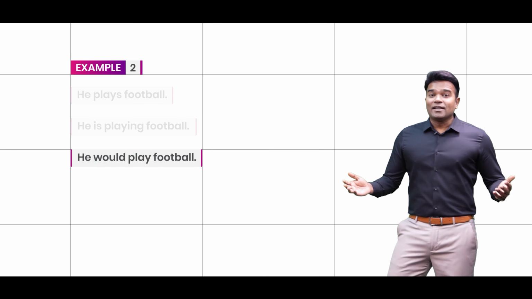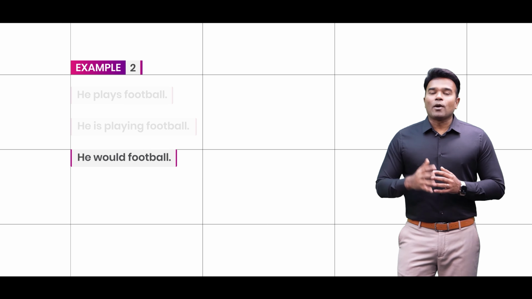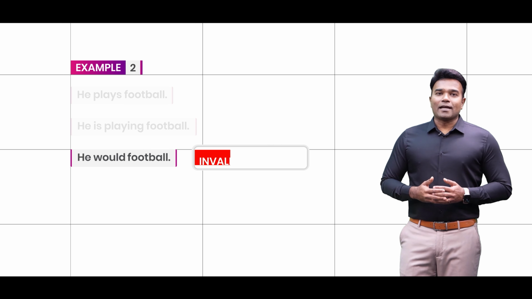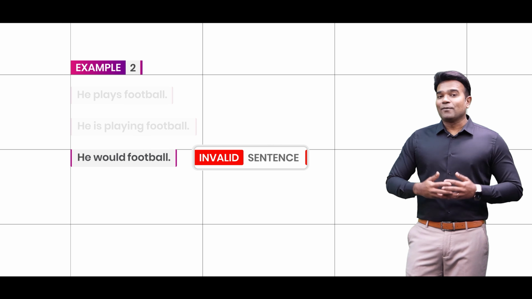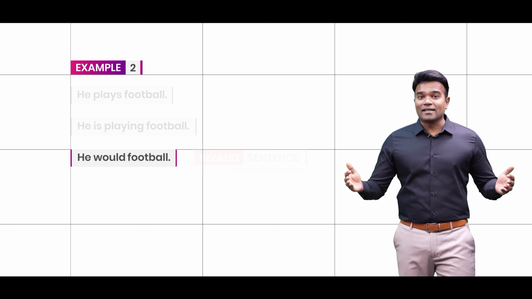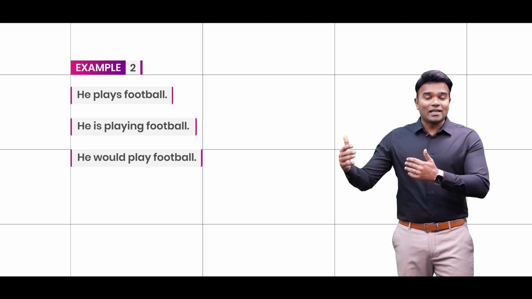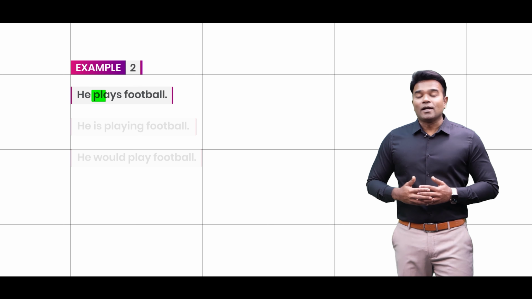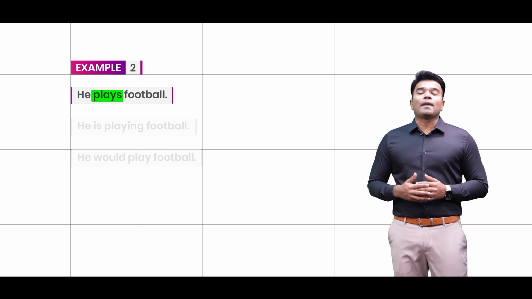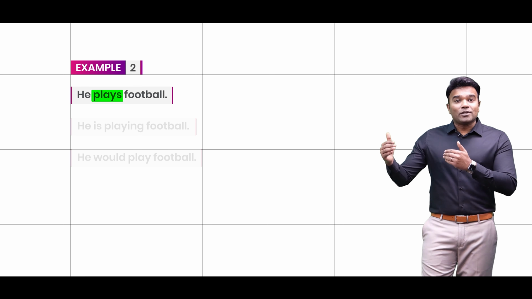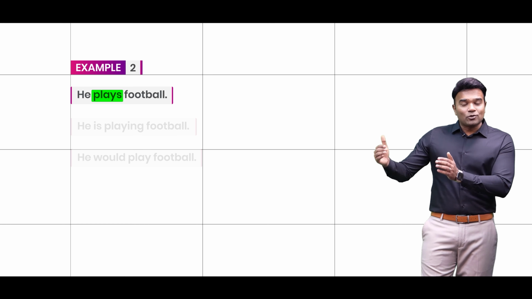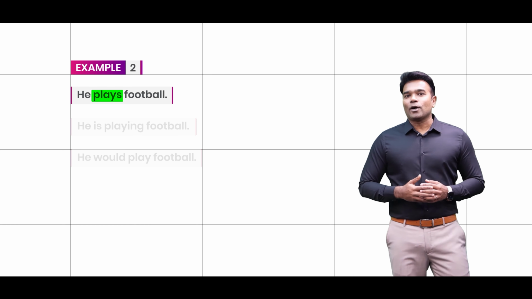But then, just in case I remove the main verb from this, the statement is "he would football", which is meaningless. So all said and done, what I really want you to understand is that, as in the case of the first sentence, you can notice that the main verb can stand alone. The main verbs are independent. They would not require the support of the auxiliary verb.